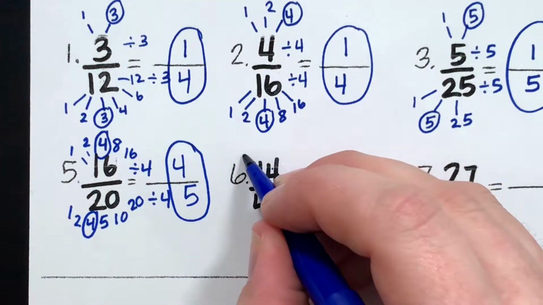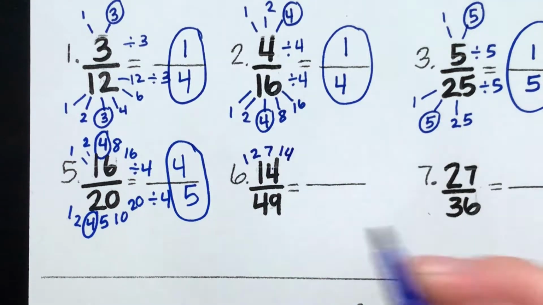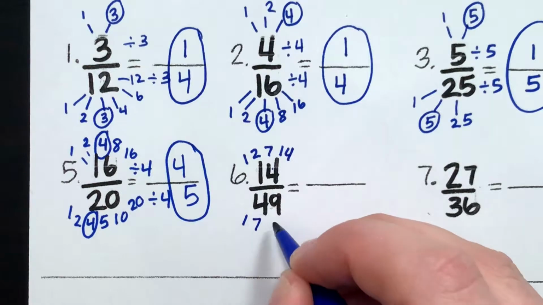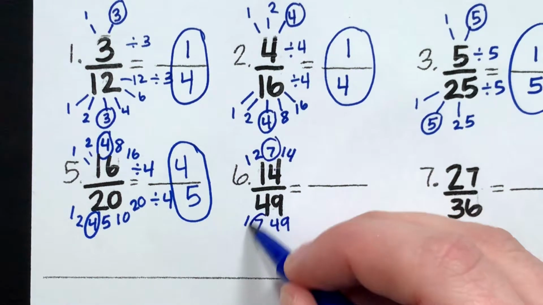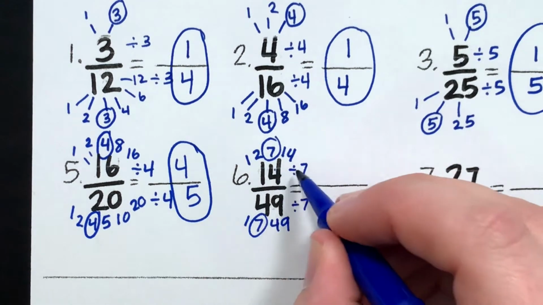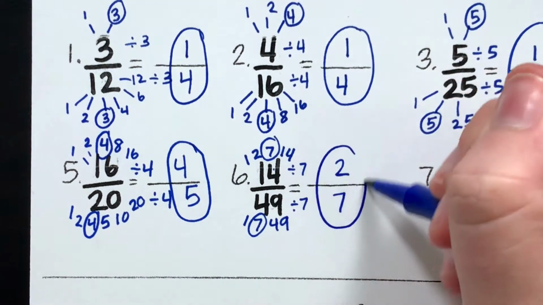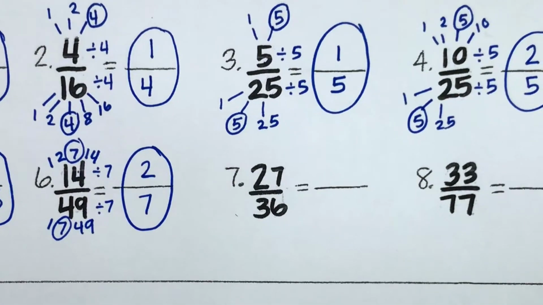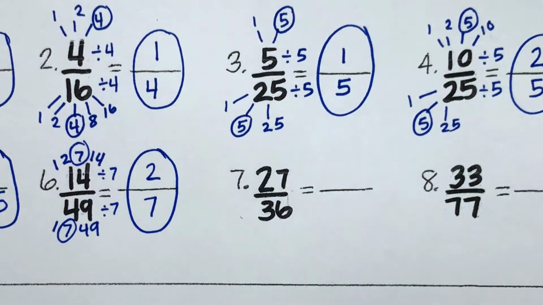So the factors of 14 are 1, 2, 7, and 14. And 49, we have 1, 7, and 49. And that's it. All right, so the greatest common factor is 7. Divide both sides by 7. 14 divided by 7 is 2. 49 divided by 7 is 7. 2/7 is our answer. Remember, if you got any of these wrong, you might want to go back and rewind and just watch me do it one more time.